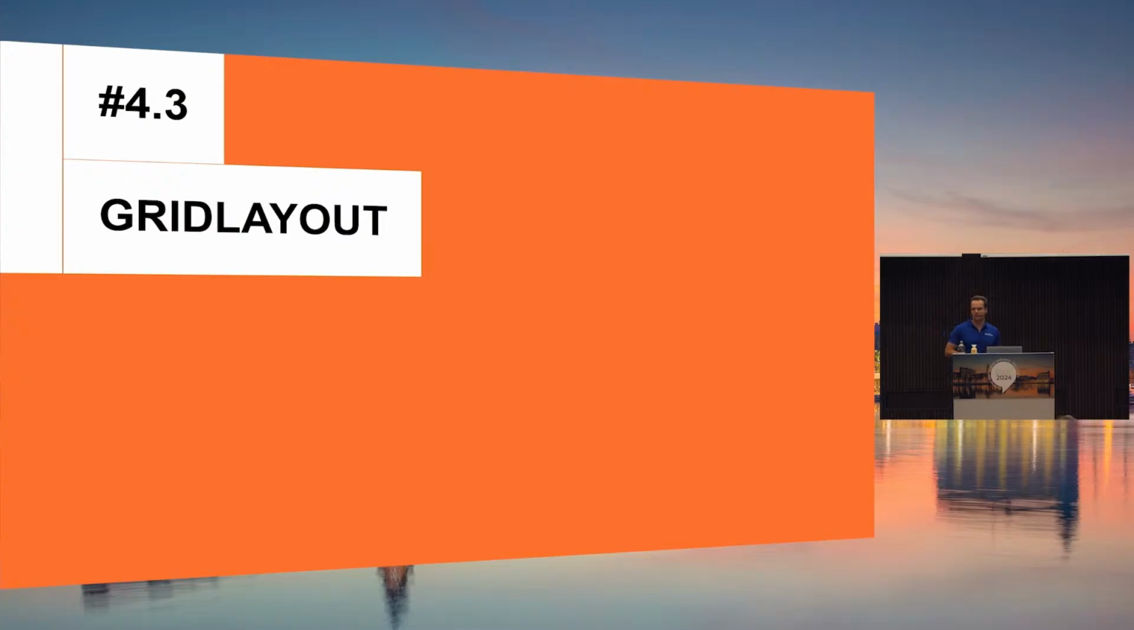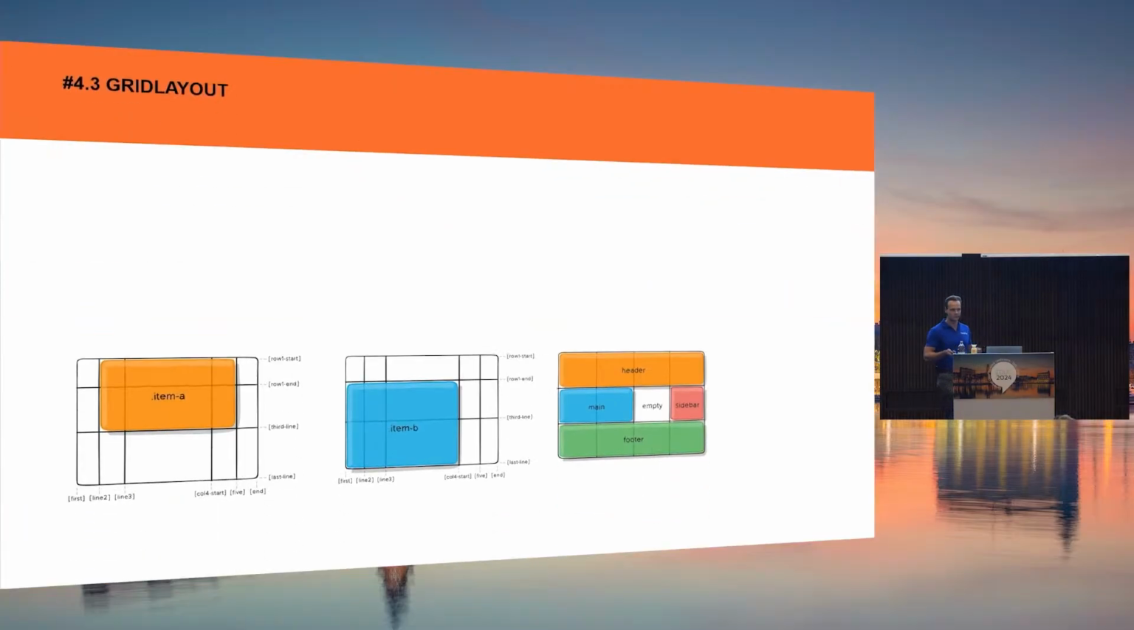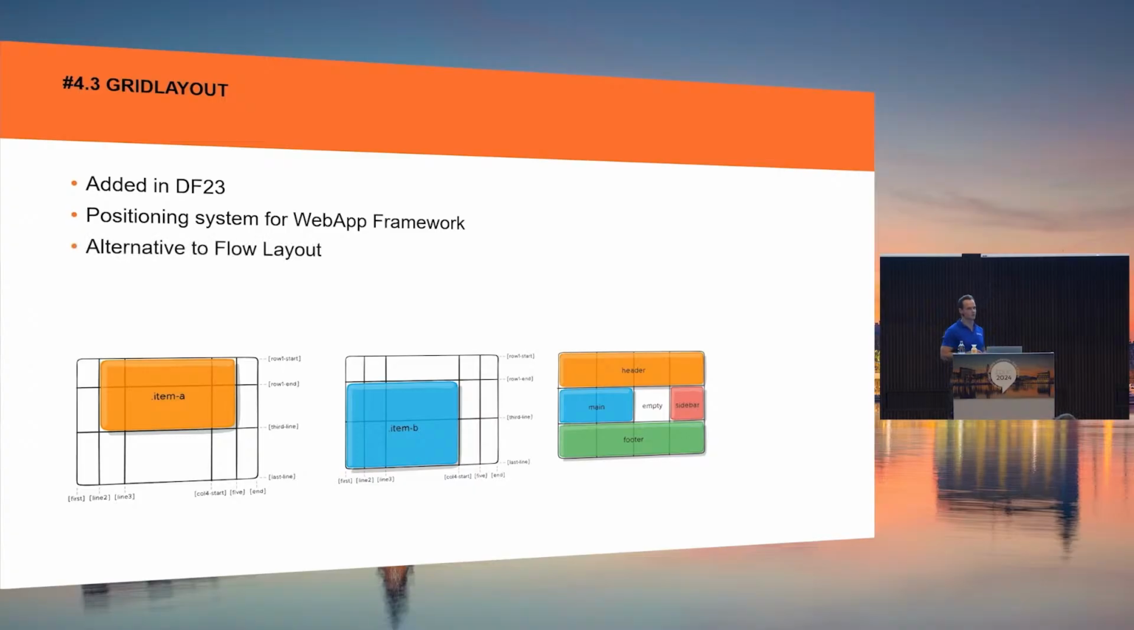So we got to work on what is now called the grid layout. This was displayed quite nicely this morning, so I'm going to keep it very brief. We added this in DataFlex 23, so this is pretty recent, and it is a new positioning system for the web app framework. It provides an alternative to flow layout, where you position your controls using columns, and you basically build your view from the top left to the bottom right with no real vertical space in between. That was one of the caveats of the flow layout. You really didn't have much control over the vertical positioning of your controls, unless you were willing to jump through a few hoops to make it happen.